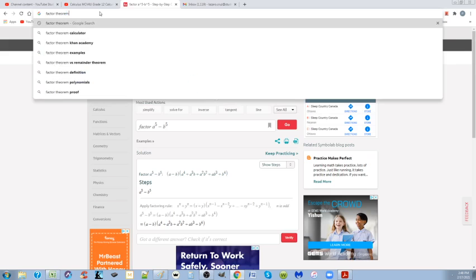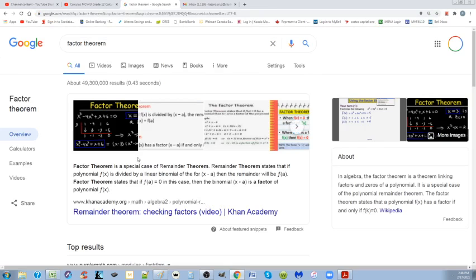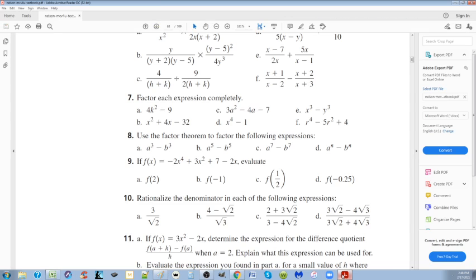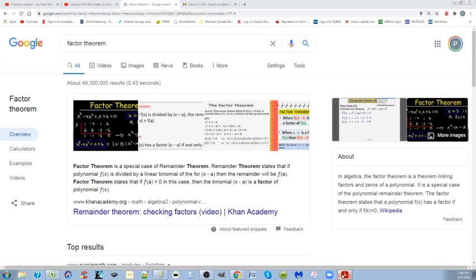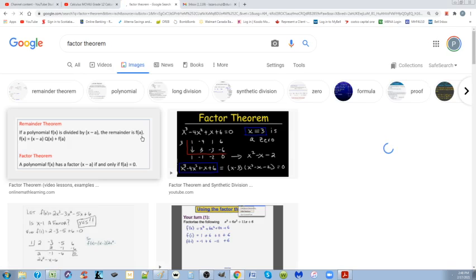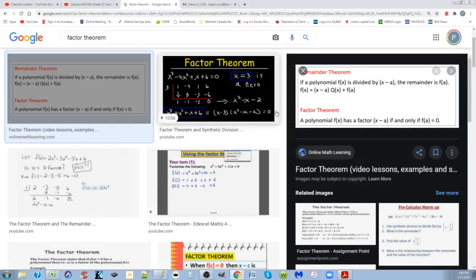Theorem. Oh, that's not the right term. Sorry, it's not called factor theorem. Oh, yeah, it is factor theorem. There we go. I got the wrong thing. There we go. If polynomial f(x) is divided by x minus a, the remainder f(a) is equal to (x minus a) q(x). So it just goes on forever.